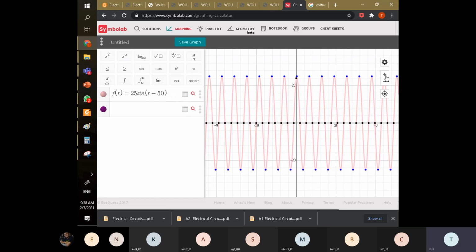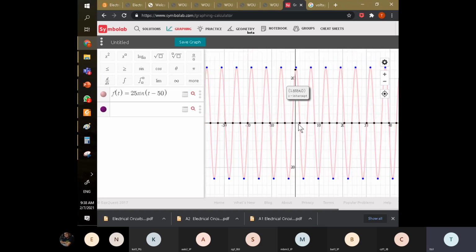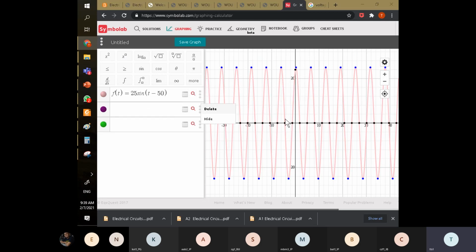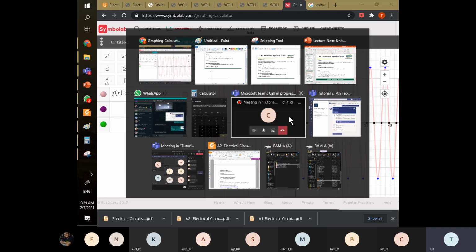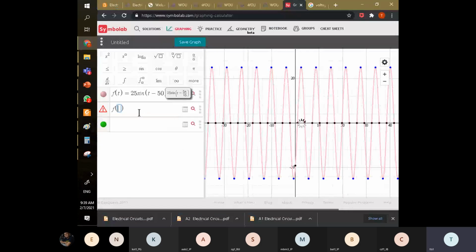I want to see. So it moves to the left hand side. Minus is moved to the left hand side. Okay, the other one is function 50 sine minus 15 equal to 5.